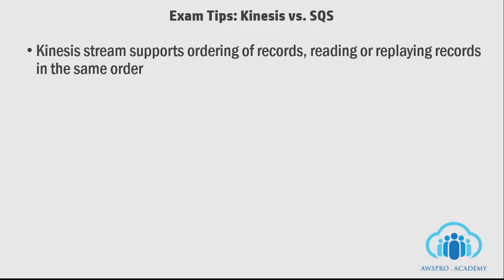Kinesis supports reading or replaying records in the same order to multiple Kinesis applications. For example, you can have one application to translate the messages in different languages and a different application to store the original message to a DynamoDB. Kinesis allows both applications to consume data from the same stream concurrently and independently. In SQS, once the message is processed by a consumer, it will be removed from the queue.